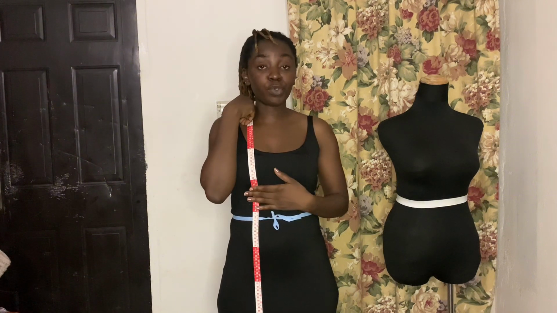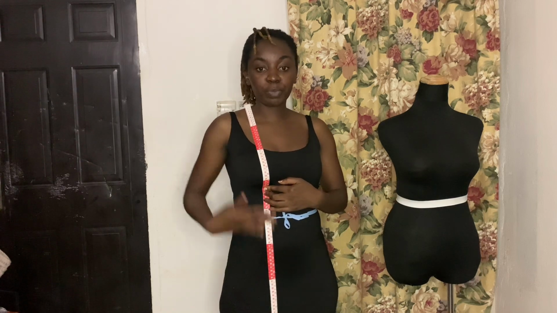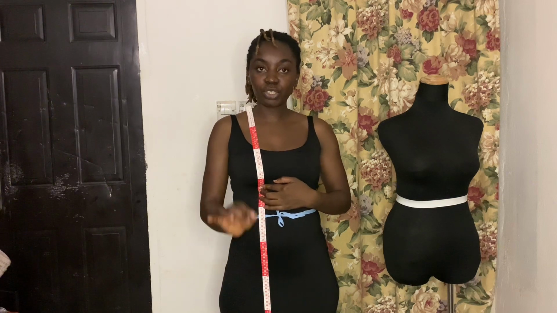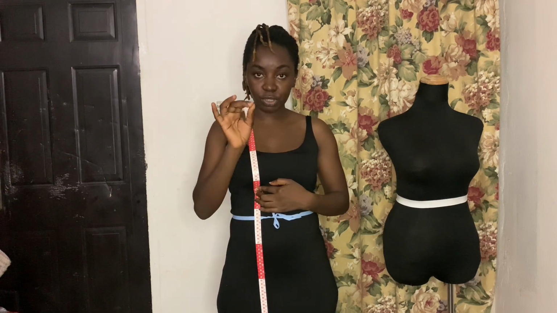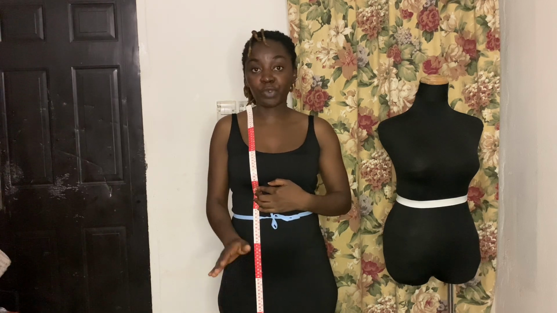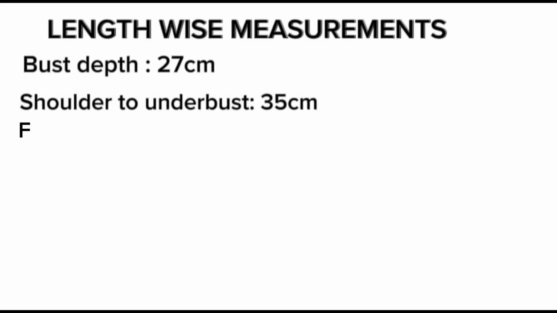Then you have your full front length. So this goes over the bust, under the bust, and then it just touches the floor. So the measurement just touches the floor. That's how you measure for your full front length. This is like your dress length.